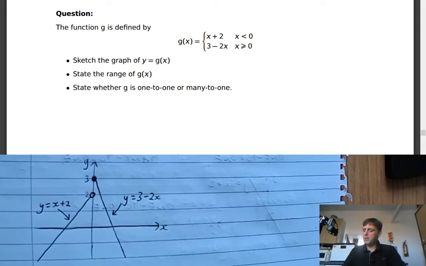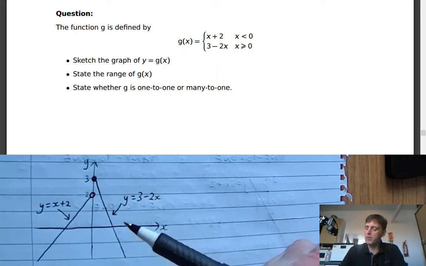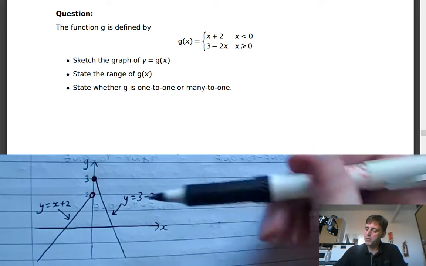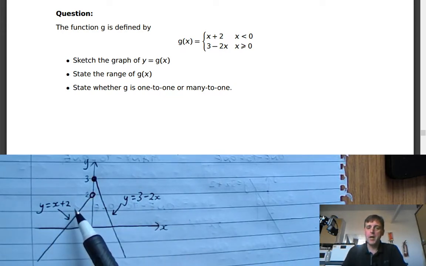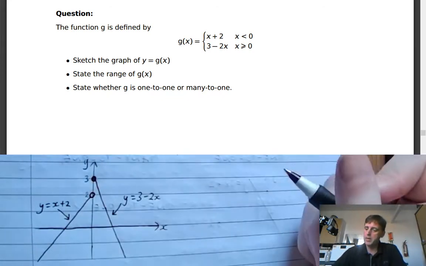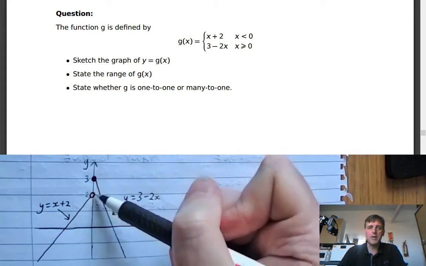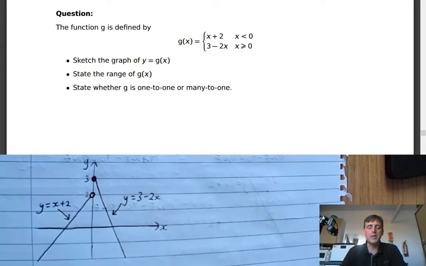Right then, let's see if we can look at some answers, and hopefully you agreed with this. I've already sketched the graph here. So this is the graph of the function y equals g of x. You'll notice that this branch of the graph is the part of the straight line y equals 3 minus 2x. And this part of the graph is part of the other straight line y equals x plus 2. I've filled in the solid dot at the end of this line, but I've left an open dot here to represent the fact that we're including this endpoint, but we're not including this endpoint. So hopefully you agreed with that.